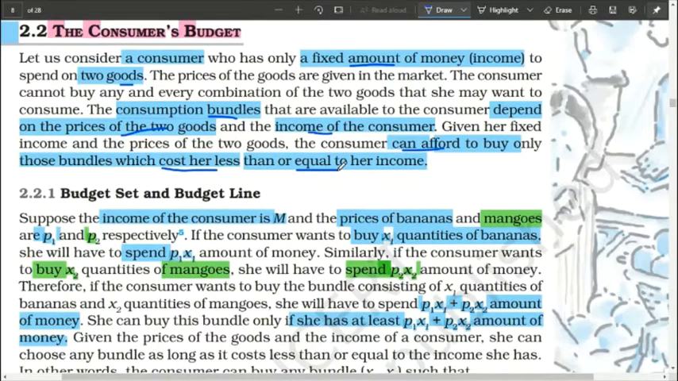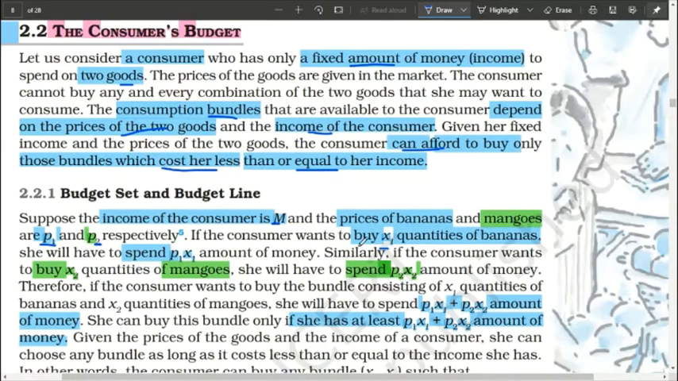You go to the market, you know the amount of money you have in your pocket, and then you divide that money on two goods. In our case, it's bananas and mangoes. How many mangoes and how many bananas depends on the price and the income. So let's assume the income is M. Price of bananas is P1, price of mangoes is P2. So knowing the price, he will buy X1 quantity of bananas.